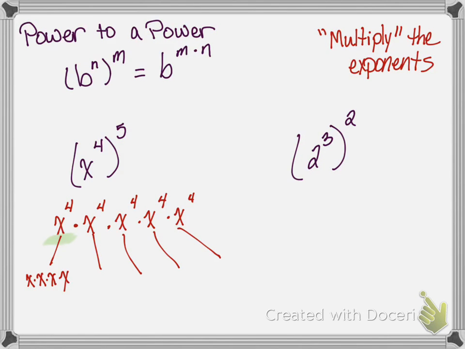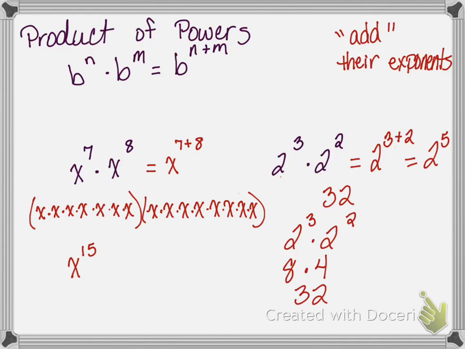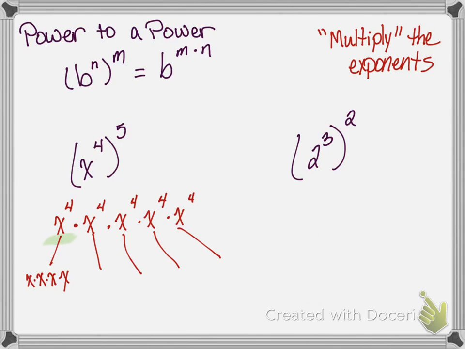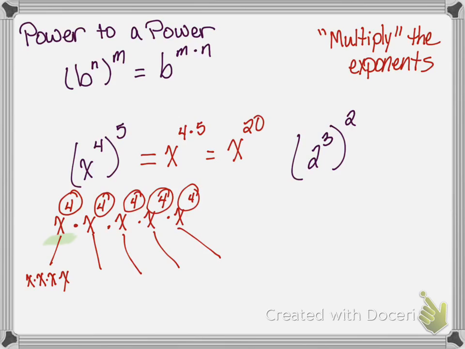Okay, now based on the previous property, I can add each one of these 4s together. So what's 4 plus 4 plus 4 plus 4 plus 4? 20. Do I get that if I multiply 4 times 5? Yes. So I can multiply the exponents together when I am raising them to a power.